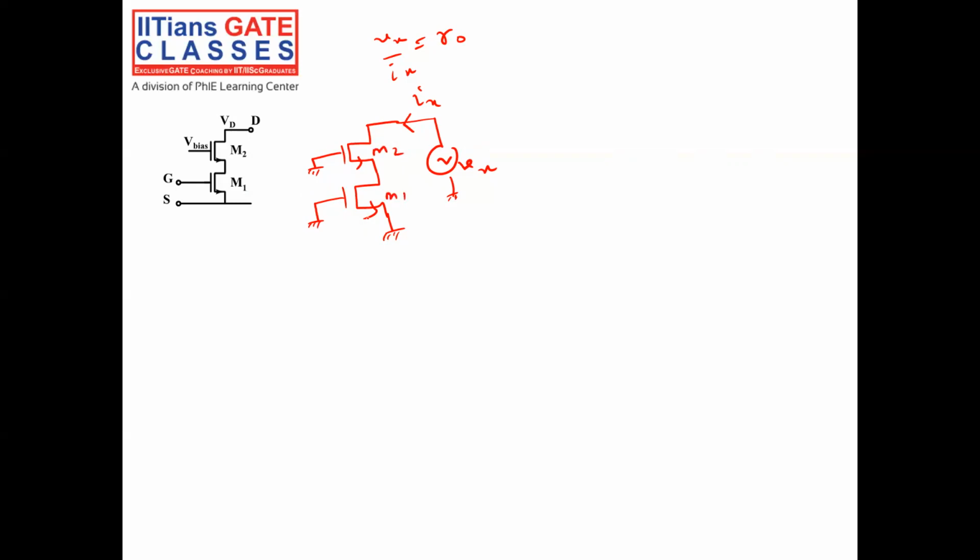Also, we know one thing: the resistance looking into the drain of M1 is nothing but RO1. So let us replace it by a transistor.